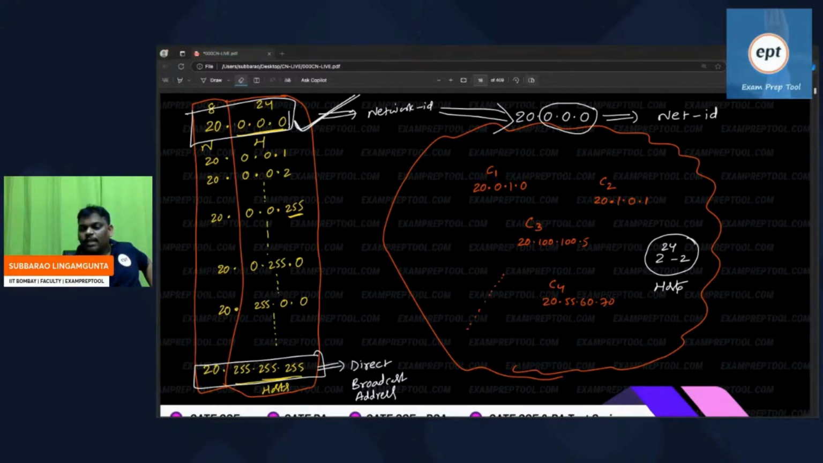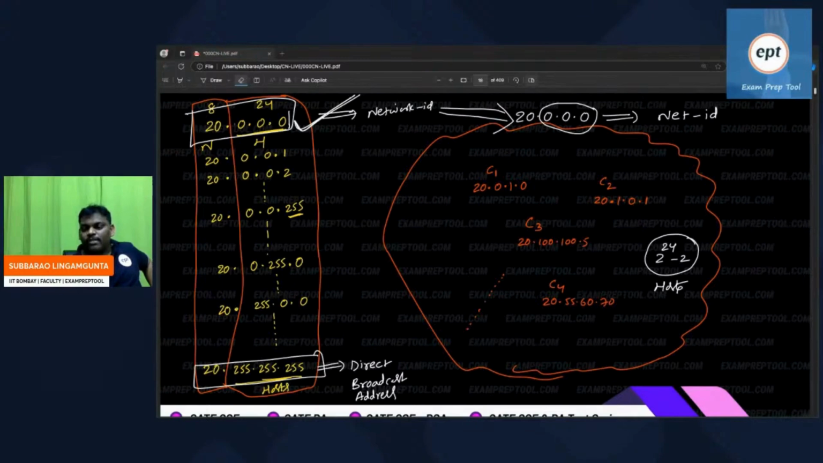In class D and class E, there is no division. There is no net ID, there is no host, nothing. Nothing to discuss about those two. The major things are A, B, C: A class, B class, C class. D and E are only for namesake.